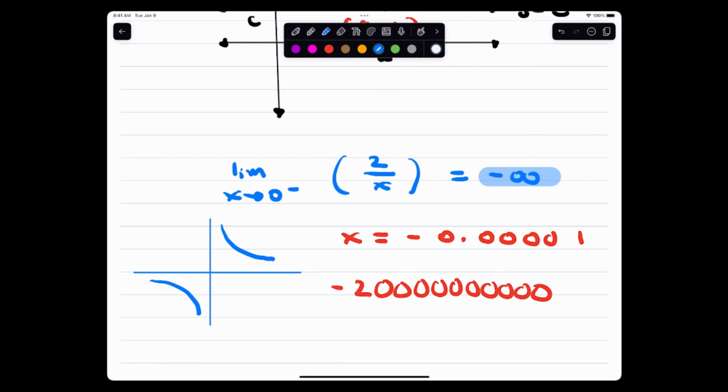So that's the limit. It's negative infinity. This is how you handle this, ladies and gentlemen. This is how you do some of those questions. You go, how do they expect me to do this? Well, that's how they expect you to do it.